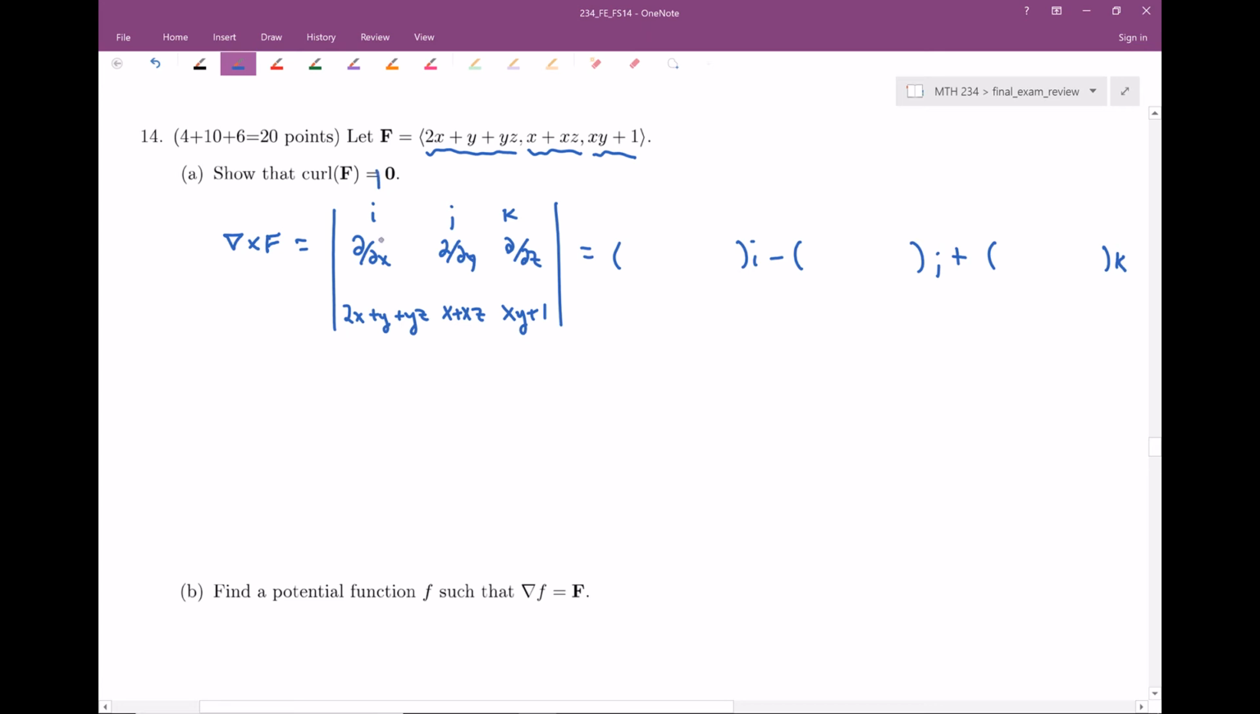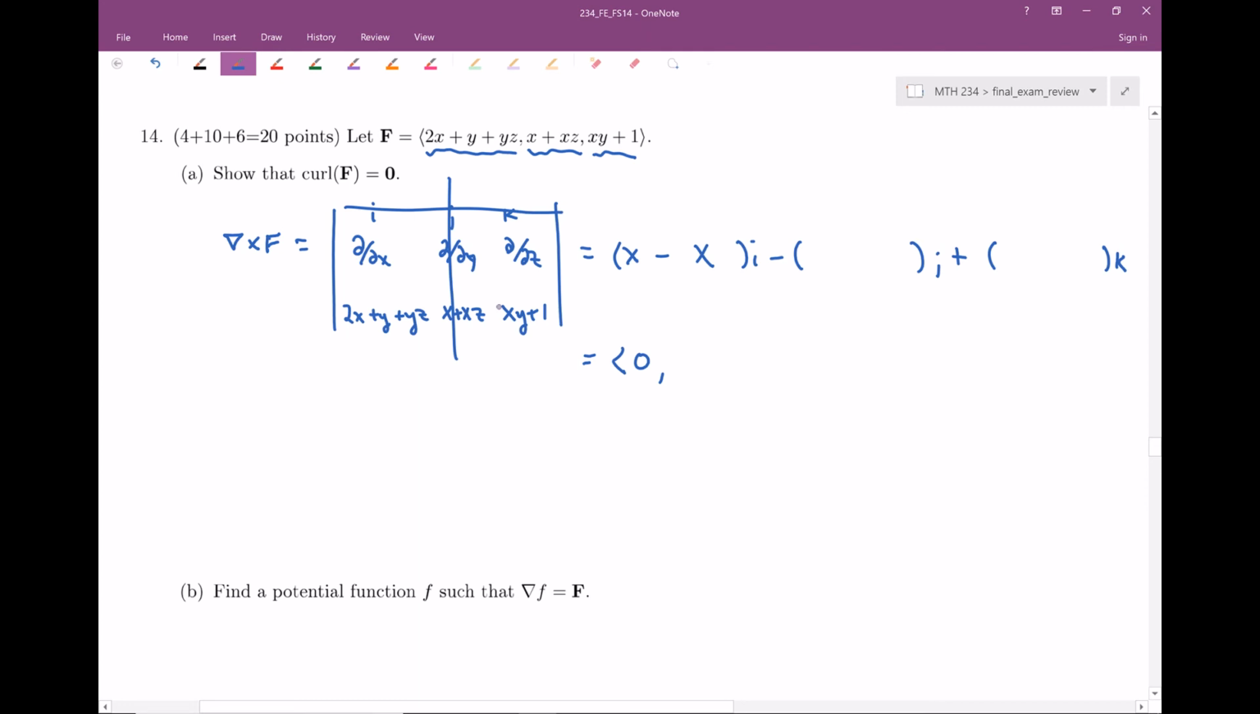So, okay, I'm going to cross off the first column and the first row. So I'm going to have the partial with respect to y of xy plus 1, so that's just going to be x. And then I'm going to subtract away the partial with respect to z of x plus xz, so that's going to be another x. So yes, x minus x, that's going to be equal to 0. So far, so good.